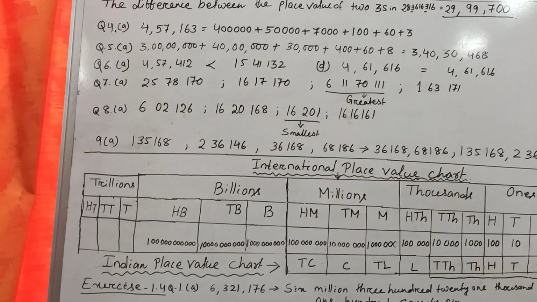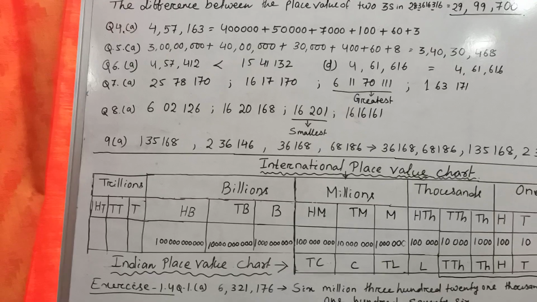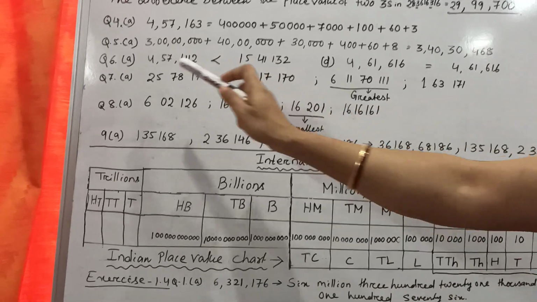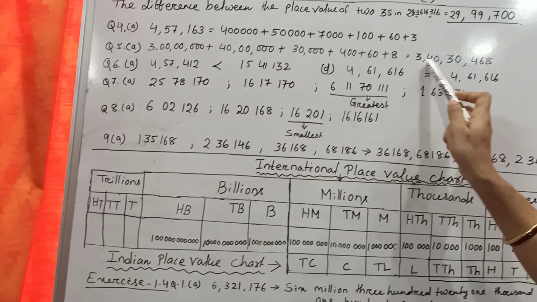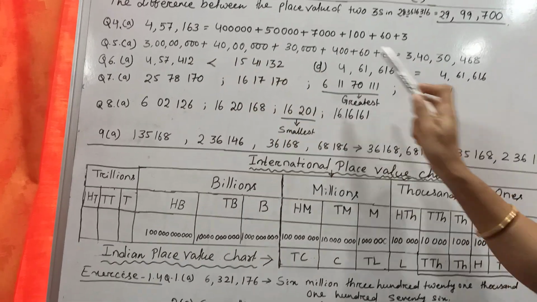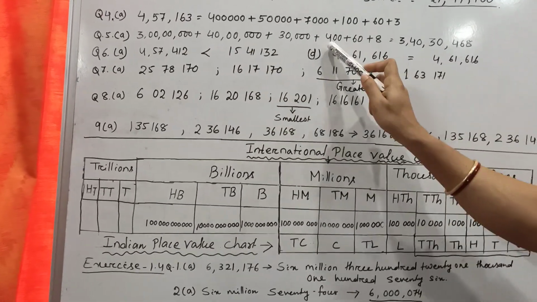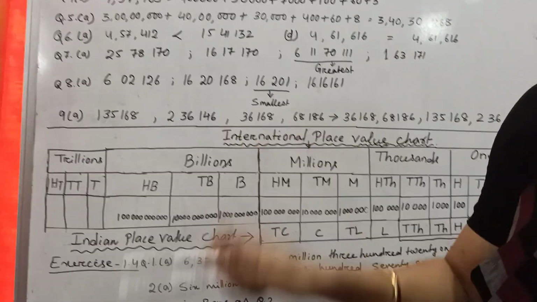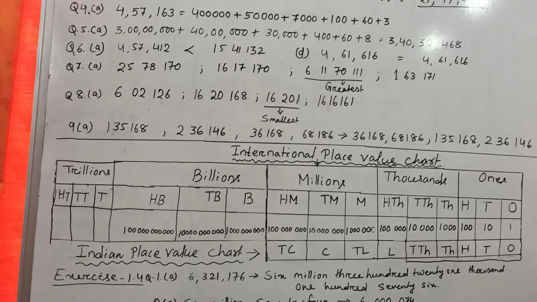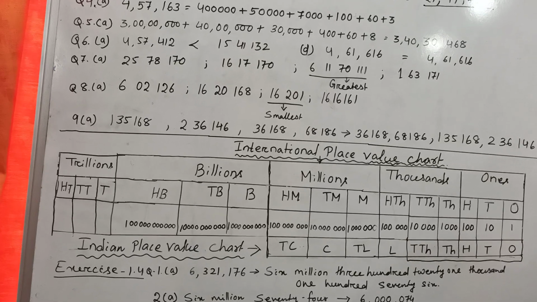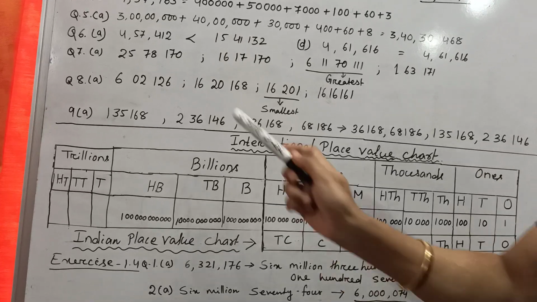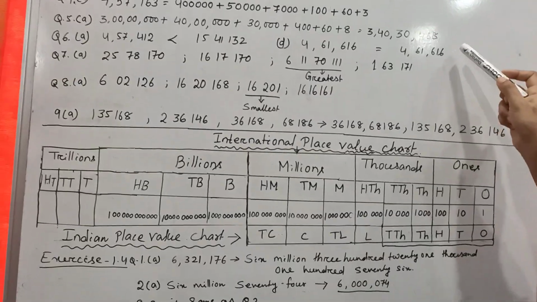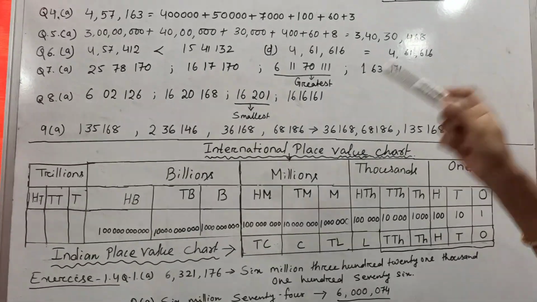Question number 5. Here it is given in expanded form. You have to write in compact form. 3 crore 40 lakh 30,468. Then question number 6. This one you have to compare two numbers using greater than, less than, equal sign. I have done 2 questions for you. This part also I have discussed in the previous video.